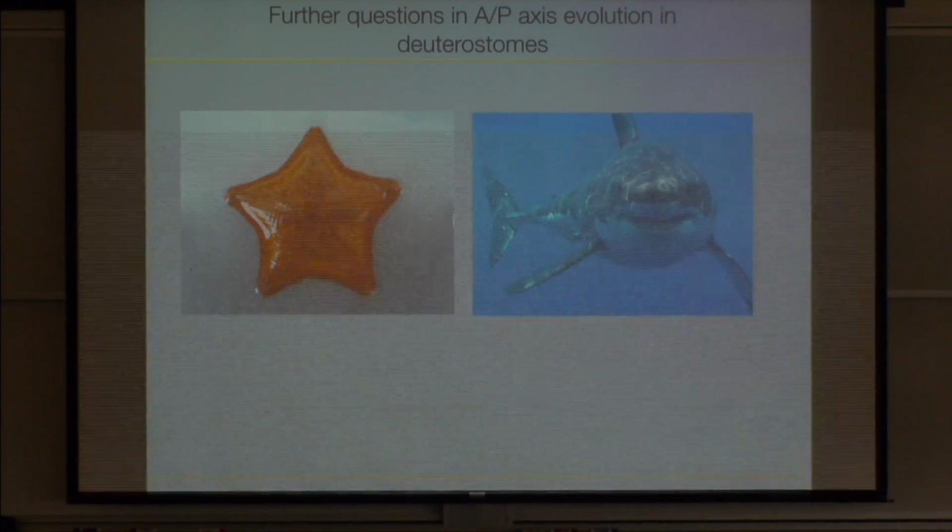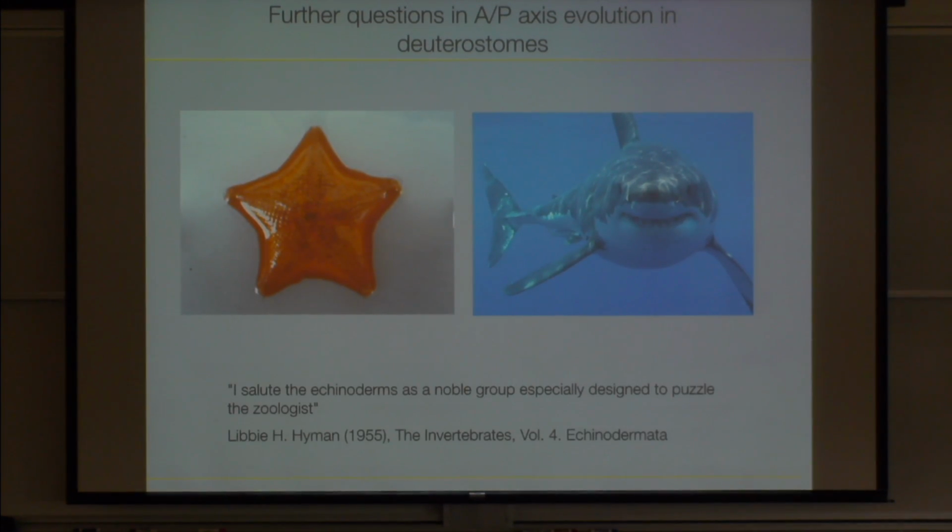This approach we've used more recently with a project which I think is the most challenging one, which is how to make head nor tail of the echinoderm. What the hell is an echinoderm adult? How can you make any sense of the zoology of this animal? Libby Hyman, in her invertebrate treatise, is pretty opinionated about lots of things, but I really like this quote: "I salute the echinoderms as a noble group especially designed to puzzle the zoologist." I think that holds true today as it did back in 1955.